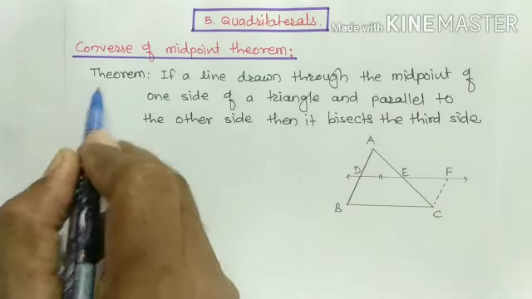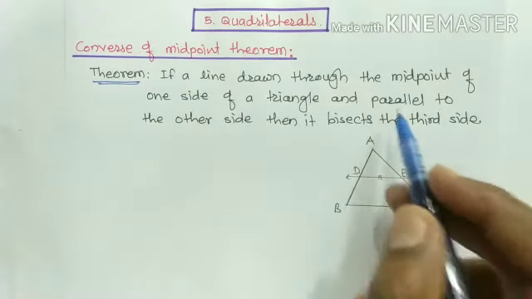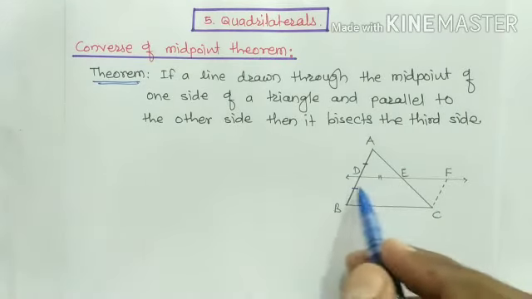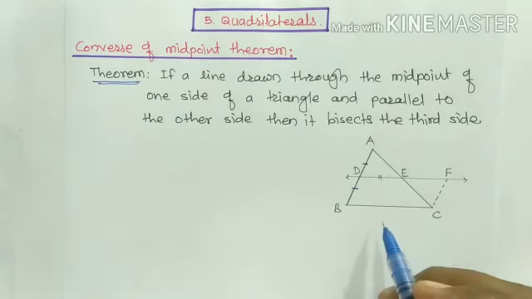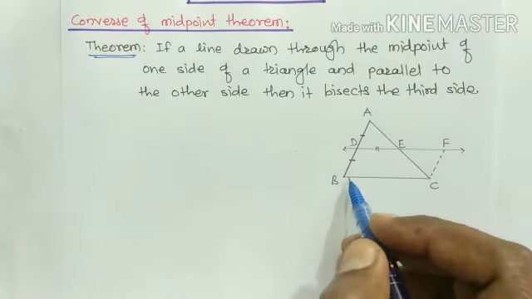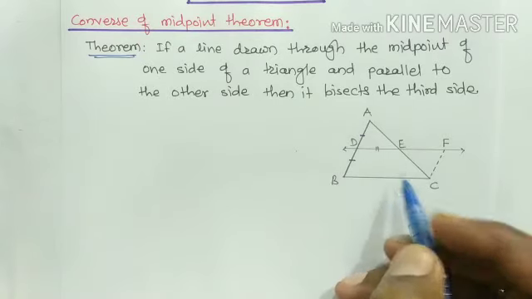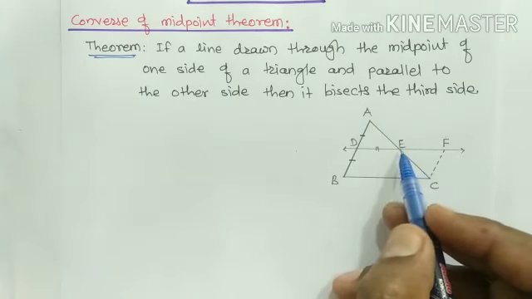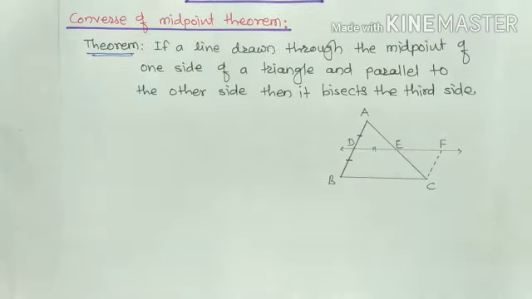Now the converse of this theorem is the converse of the midpoint theorem. The statement is: if a line is drawn through the midpoint of one side of a triangle and parallel to another side, then it bisects the third side. Here we draw the figure ABC. Point D is the midpoint of side AB, and the line passing through this midpoint is parallel to side BC, and we have to prove that this line bisects the third side. It means that point E divides the segment AC into two equal parts, that is, we have to prove that AE equals EC.